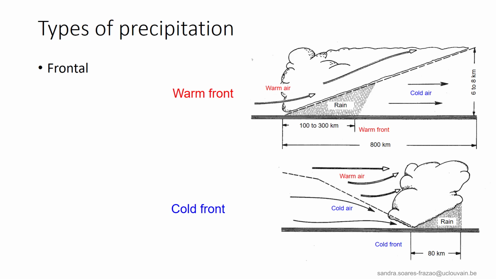Finally, the third type is the frontal precipitations that we already discussed. These are also called cyclonic precipitation, and these occur when two masses of air at different temperature meet, and we have the warm front and the cold front.